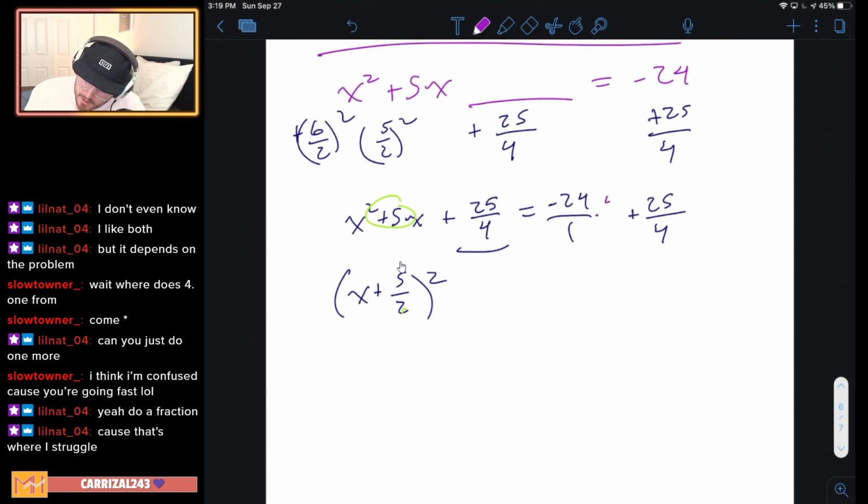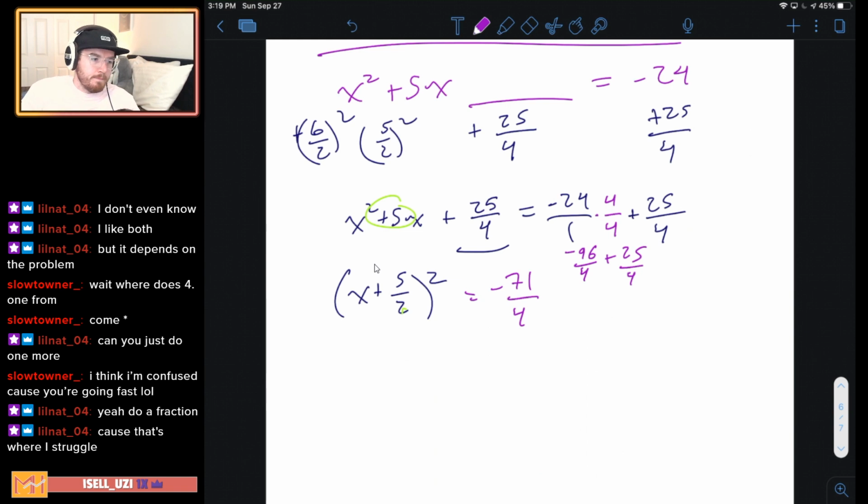And let's get a common denominator here by multiplying by 4 over 4. So negative 24 times 4 is negative 96, plus 25 is negative 71. I'm going to pause there and wait for you to tell me that you're okay with the fractions right there before I keep going.